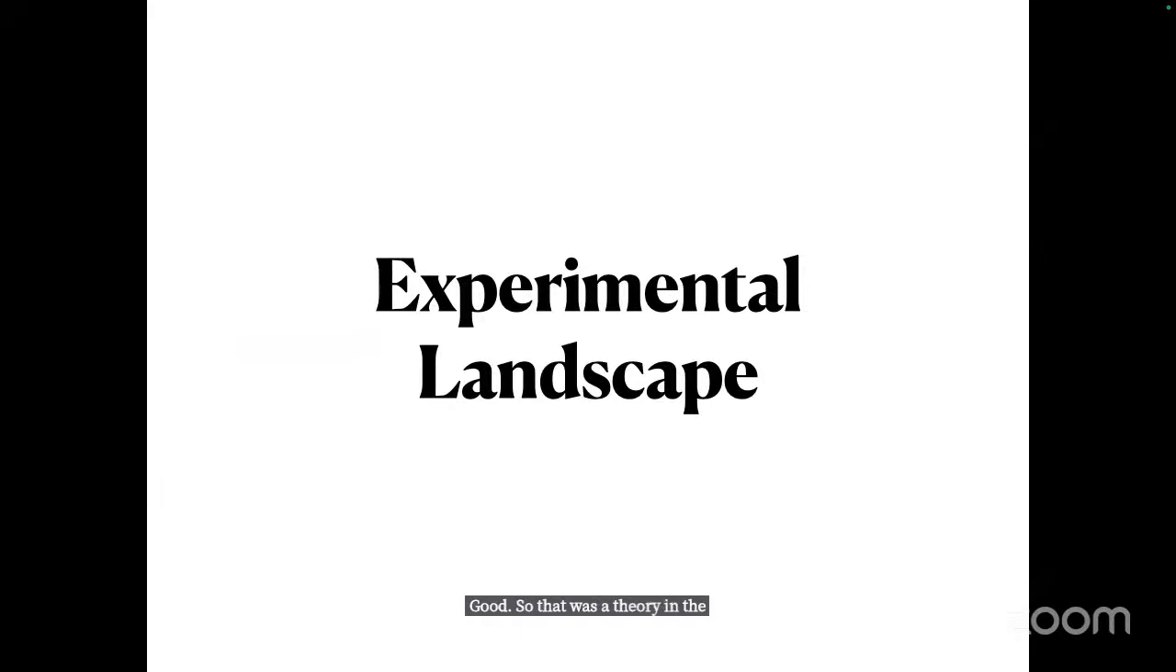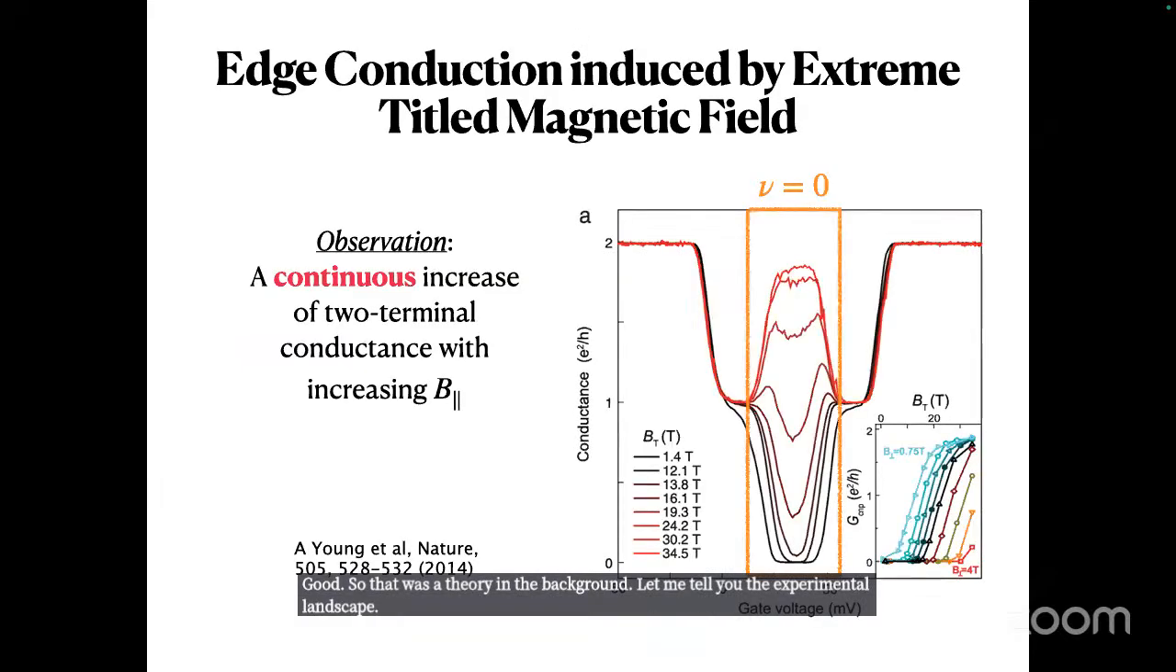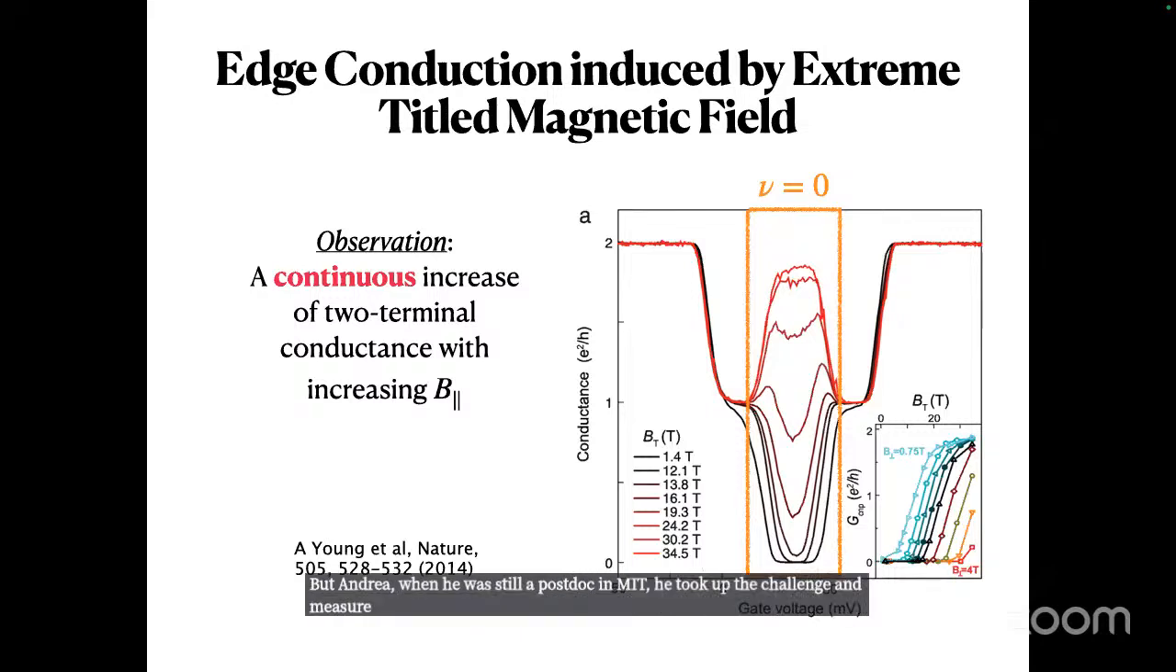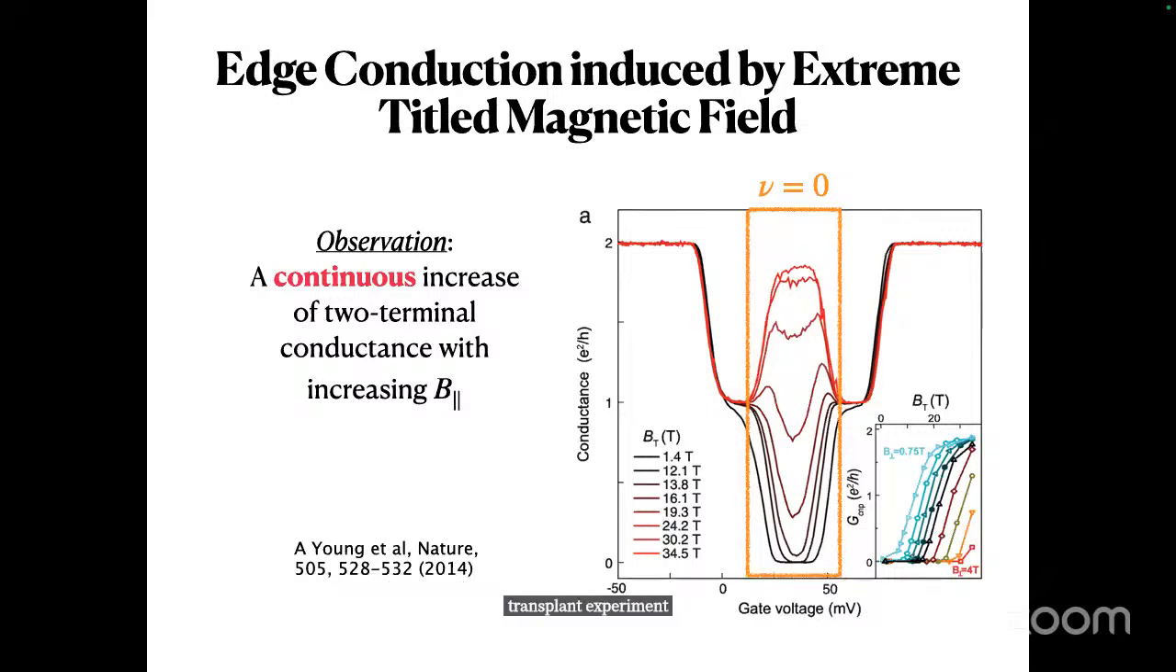Let me tell you the experimental landscape. It all started roughly in 2014, a decade ago, when Andrea, when he was still a postdoc at MIT, took up the challenge and measured transport in nu equal to 0 graphene under a tilted field. In this experiment, he has an out-of-plane field, and then he gradually increased the in-plane field. And he tried to see what happened to the transport measurements.